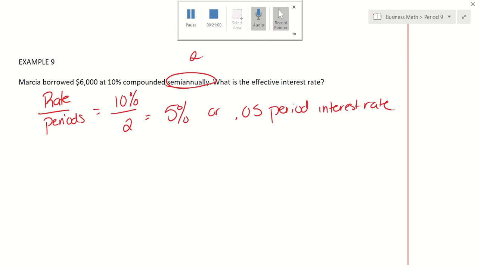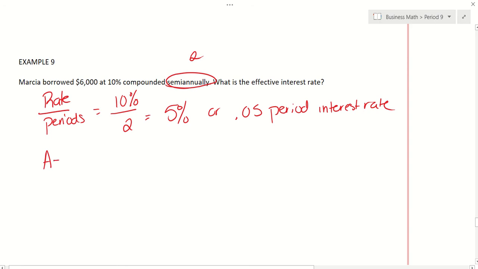What we're going to do is figure out how much interest she must pay after the first year, and then go from there to find our rate. We can use our formula, A equals P(1 plus r over n)^(nt), to find out what the loan is after 1 year, then subtract it from the principal to get our interest.